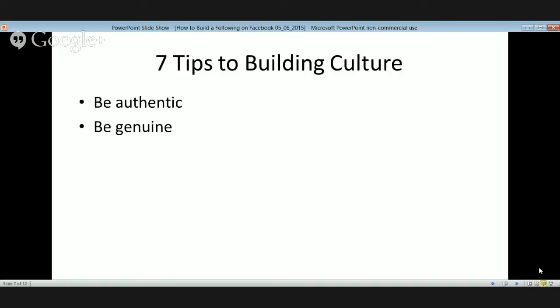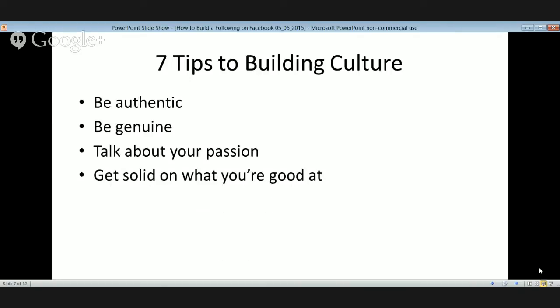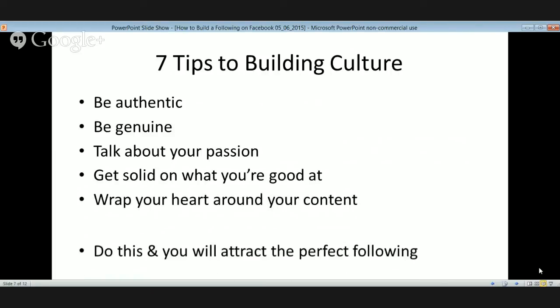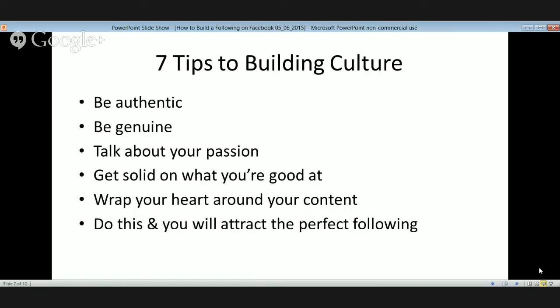I know in the people that I follow and the people that I resonate with, like in a big way, Sandy Krakowski, Tanya, Liza, Bonnie Cribbs, people like that, is because they are so genuine and they're just who they are. You got to talk about your passion. You've got to get solid on what you are good at. You have to wrap your heart around your content. If you do this, you will attract the perfect following. Okay. And that's how we create culture.